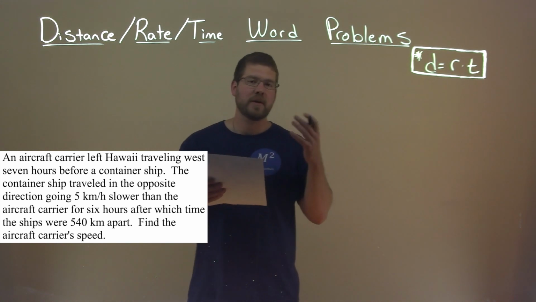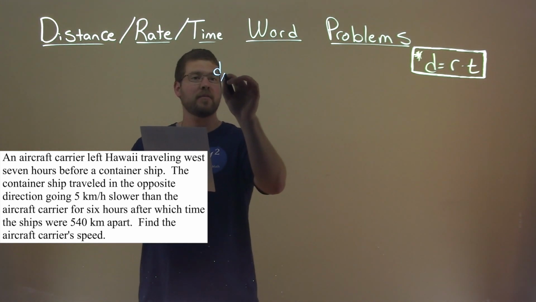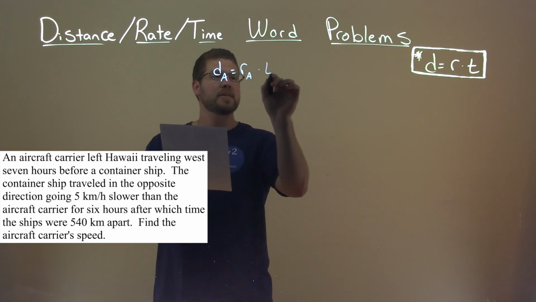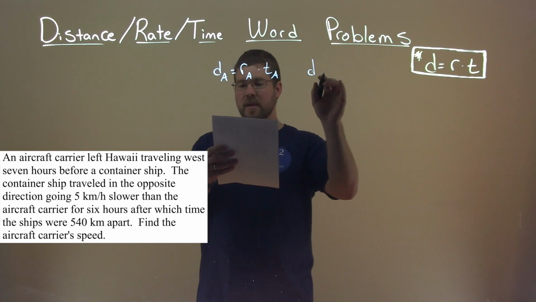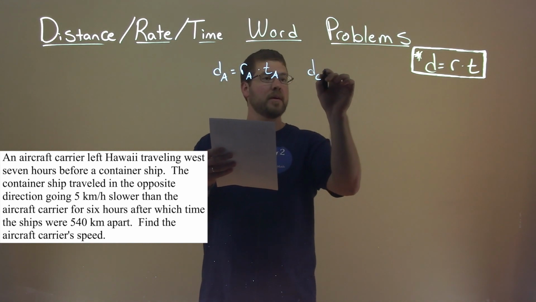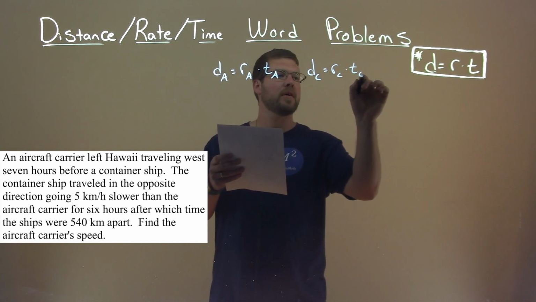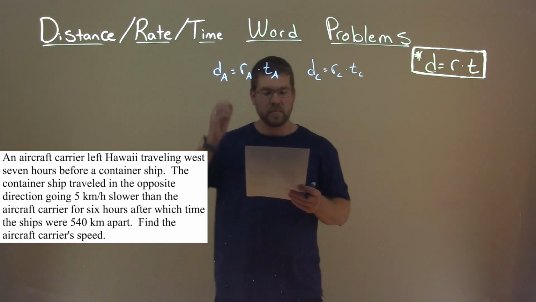So these are distance, rate, time problems. Let's go separate it up here. The distance of the aircraft carrier is equal to the rate of the aircraft carrier times the time of the aircraft carrier. The distance of the container ship is equal to the rate of the container ship times the time of the container ship. So let's plug in what we know here.